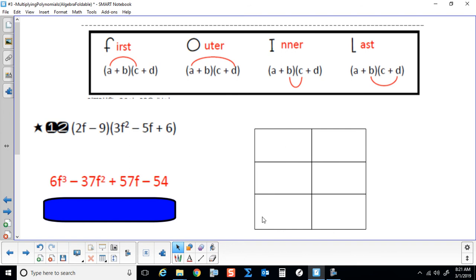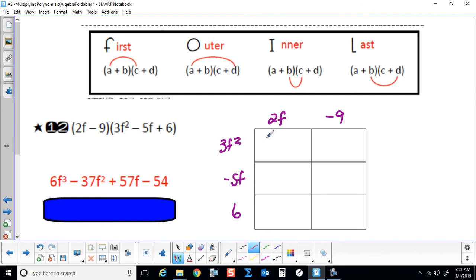use what we call the box method. So here I have 2 columns and 3 rows. I could have 2 rows and 3 columns, doesn't matter. And what I do here is I draw a box, and then I put each term. So the 2f and the minus 9 go here, and the 3f squared minus 5f plus 6 goes there. Now I'm going to just multiply the area of the boxes.